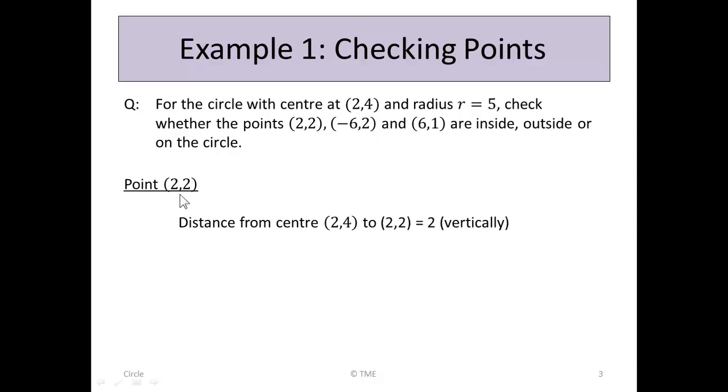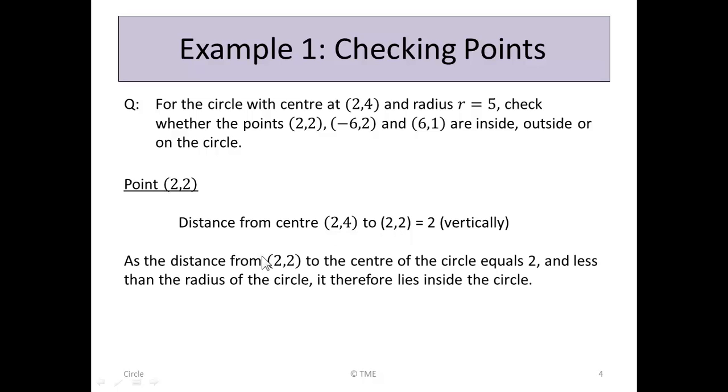So we'll start now with the point (2, 2). And the centre is at (2, 4). So the distance from (2, 4) to (2, 2) is just 2 units. There's no difference in the x, they're both x equals 2, and the y value, 4 minus 2, is 2. As the distance from (2, 2) to the centre of the circle equals 2, and it's less than the radius of 5, it therefore lies inside the circle.